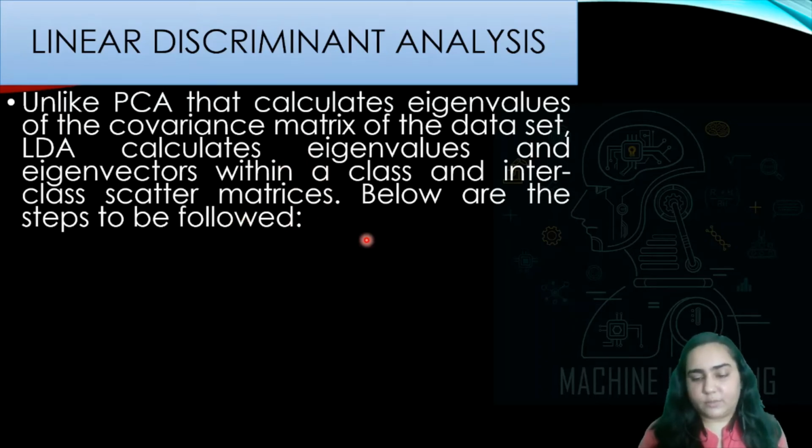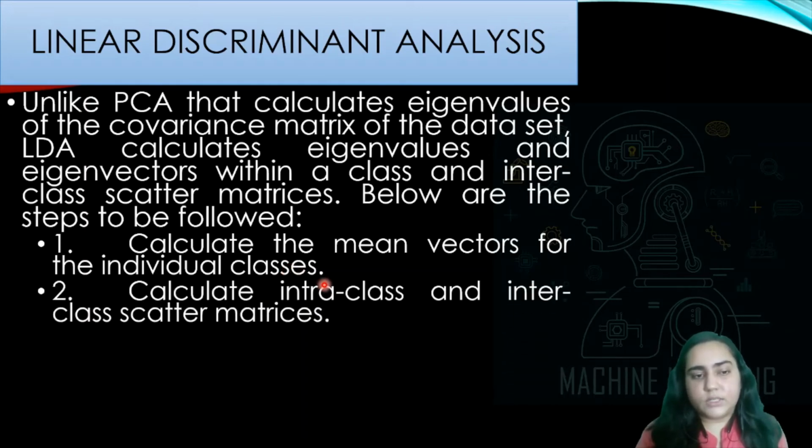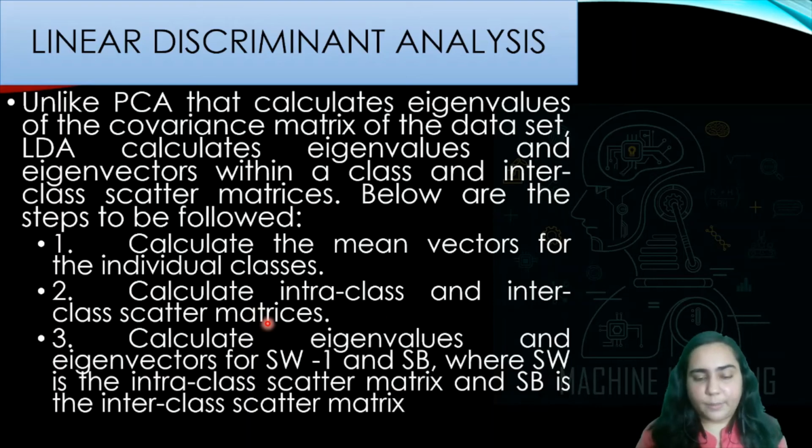And what are the different steps? The first step is to calculate the mean vectors for the individual classes. The second step is to calculate intra-class and interclass scatter matrices. In the third step, you will calculate the eigenvectors and eigenvalues for SW inverse and SB. SW is the intraclass scatter matrix, and SB is the interclass scatter matrix that you calculated in step 2.